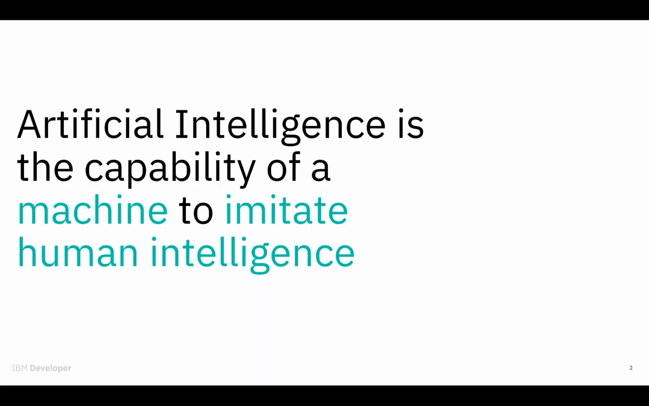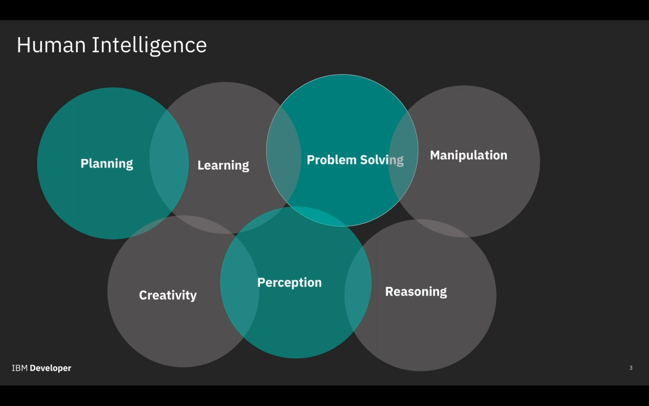So what exactly is artificial intelligence? The definition we'll give today is that artificial intelligence is the capability of a machine to imitate human intelligence. So it's a branch of computer science dealing with the simulation of intelligent behavior. What exactly does intelligent behavior mean? How can we classify human intelligence?